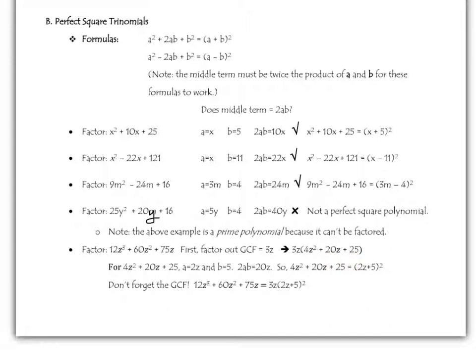5 is our B, and we need to know if 2 times A times B is going to be the middle term. So A is 2z, B is 5, 2 times A times B is 2 times 2z times 5, and that equals 20z. And 20z is our middle term, so it works. We can use the formula. That means it's just going to be A plus B squared, where we found that A is 2z and B is 5. And don't forget to write the 3z in your answer, because that's the common factor. This has to show up in your answer.